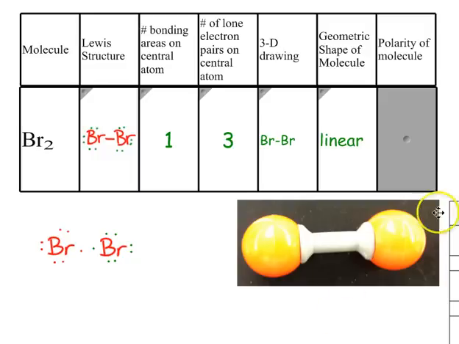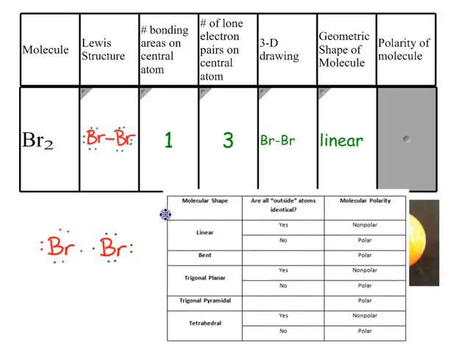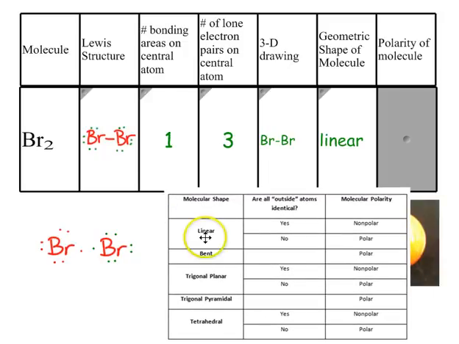To determine if the molecule is polar or not, we're going to bring out this chart, which you should have access to. If the molecule is linear, you have to ask yourself, are all of the outside atoms identical? The outside atoms are both bromine, so yes, they are identical, which means that this molecule will be nonpolar. That's because the electronegativity will be the same for both bromines, and they're pulling equally on that shared pair of electrons. So this is a nonpolar molecule.